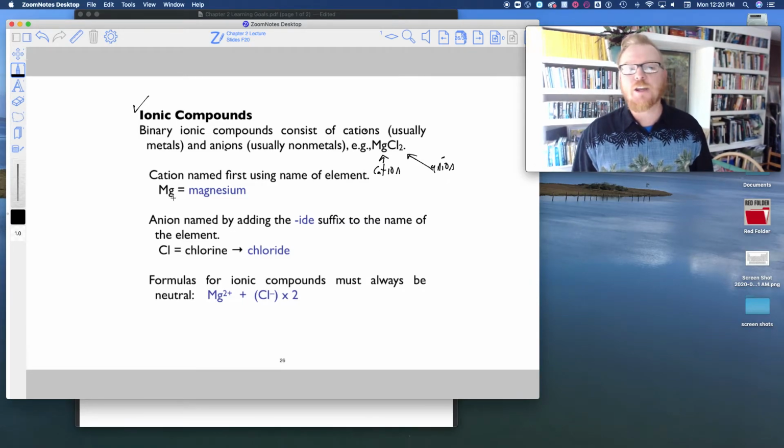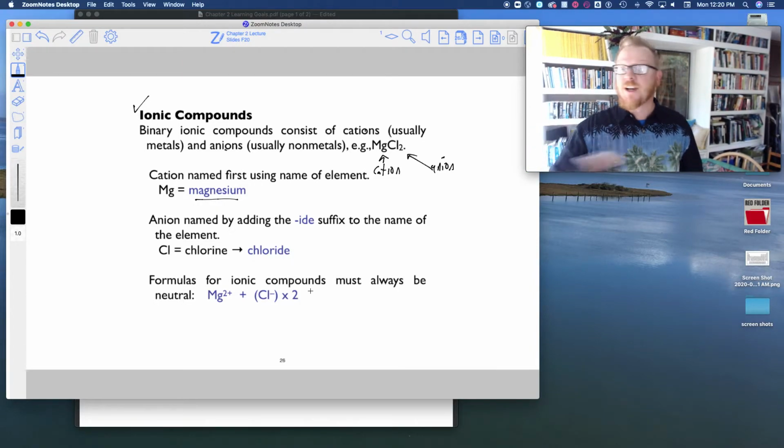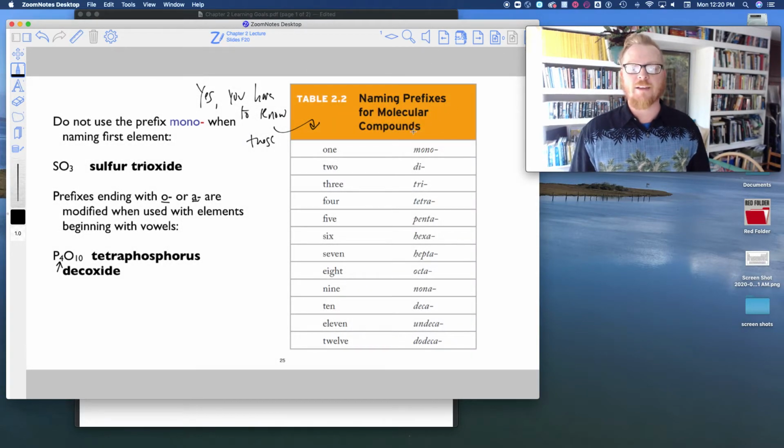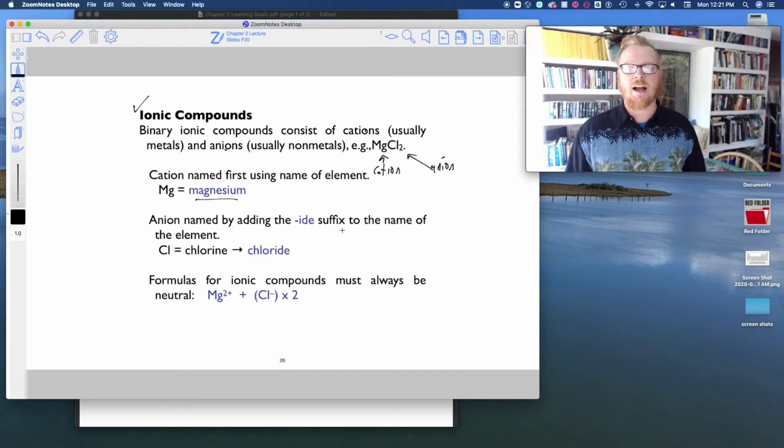The cation, you just name it straight up. Magnesium, sodium, whatever. No changing the name. No dis, tris, pentas, none of that. You don't do any of that in ionic compounds. This list, covalent only. Tattoo that on your forehead. Covalent only for these prefixes. So let's go back to ionic compounds. Cation first, anion second. Cation is just straight the name, magnesium.